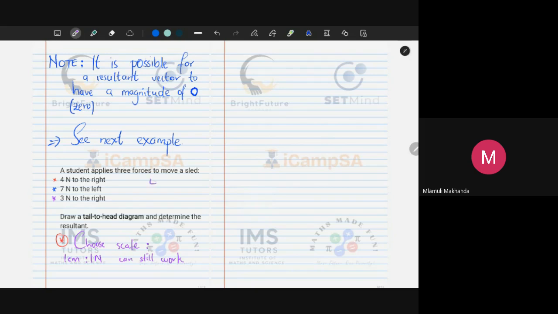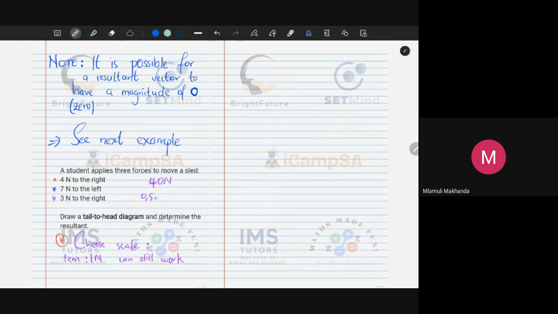Let's say you had 40 newtons. You can't use 1 centimeter is equal to 1 newton, because then you would need to measure 40 centimeters. And that's not possible with your current ruler. Even if it was possible, it would look nonsensical. Why? Because you wouldn't have a chance to throw 40 centimeters worth of a vector in just a simple exercise book. All right? So it's very important to choose your own scale. A scale can be anything.